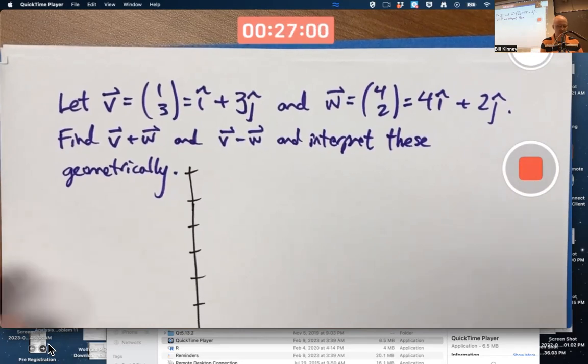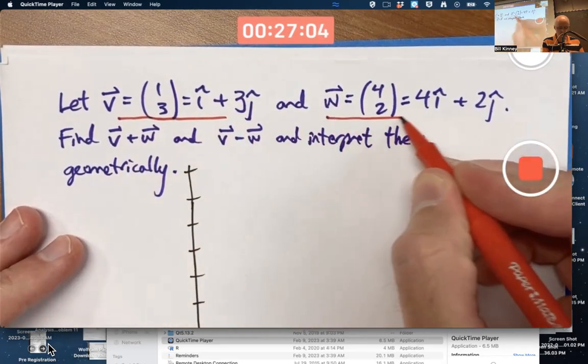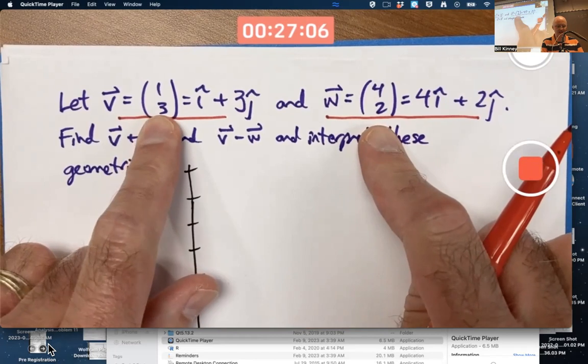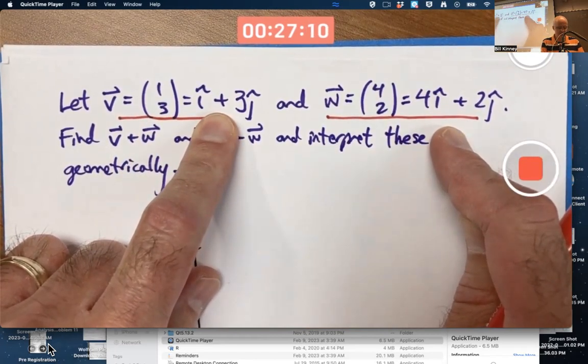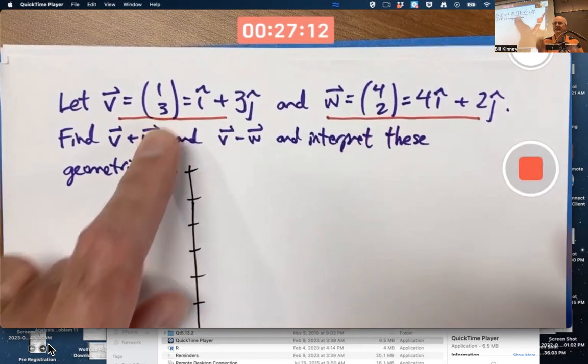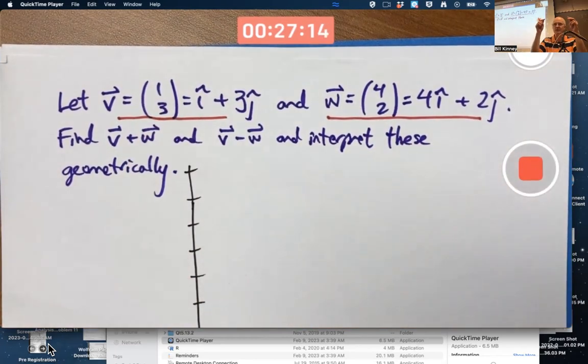We've got two vectors here, v and w, written in column vector notation and also i hat and j hat notation. With the column vector notation, it is important that you put the first component in the top and the second component in the bottom. That is important. If you swap those around, you get a different vector.